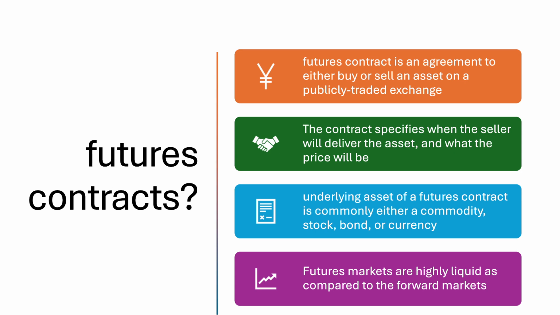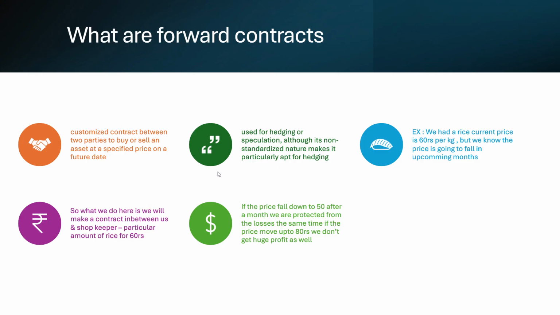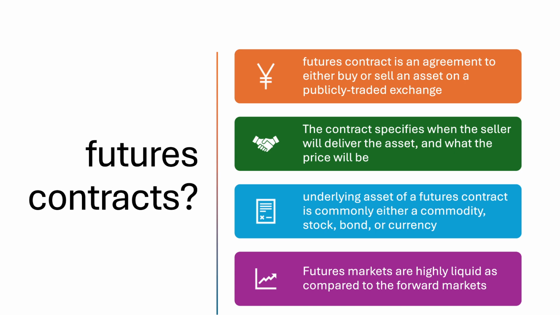They will ask you to square off the position when it is near expiry. If you are trading in futures, you might get to know this. If you don't know, this is the information I'm giving you, so please get to know it. The underlying asset of a futures contract is commonly a commodity, stock, bond or currency, and all of these futures contracts are available on an exchange. Futures markets are highly liquid compared to forwards, because a forward is only a conversation between two people, whereas online trading makes for high liquidity.